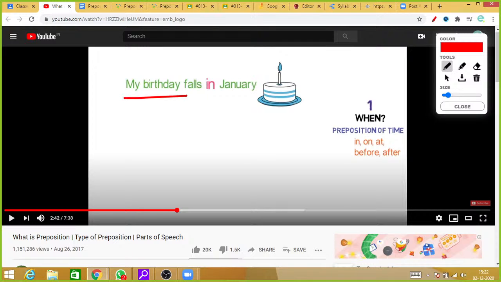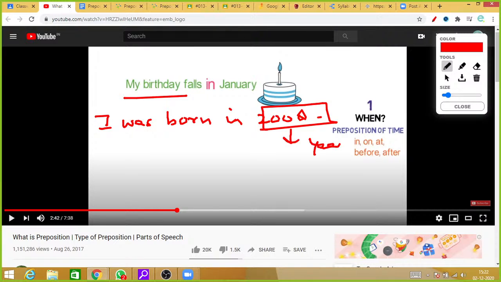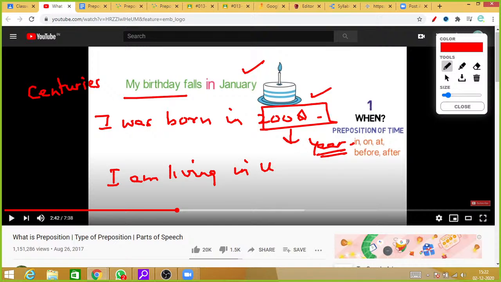Now if we have to talk about years, I'll give you an example. Tell I was born. Yes, when we talk about years. Who said this? Tanzin? Very good. I was born in 2008. So 2008 is what? A year. Okay? Then we have months, we have years. Now we want to talk about centuries. So I am living in the 21st century. So everywhere there is a reference to time here, and we are using in.